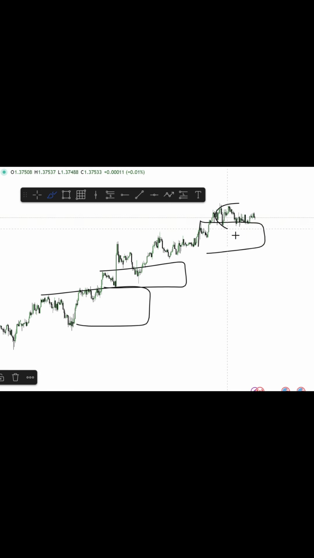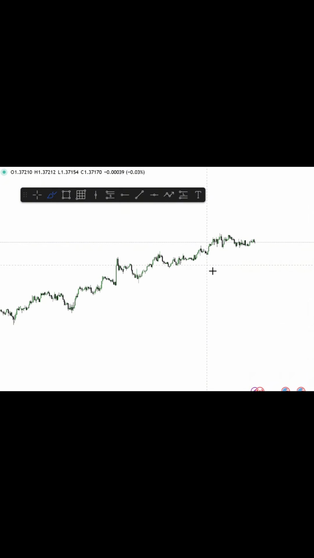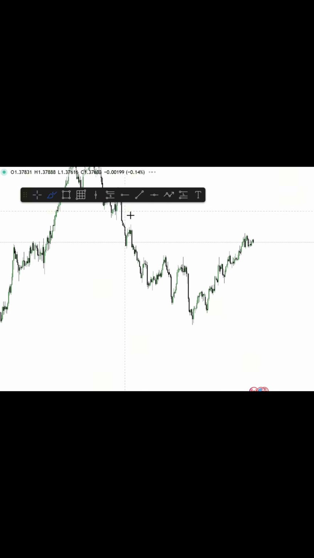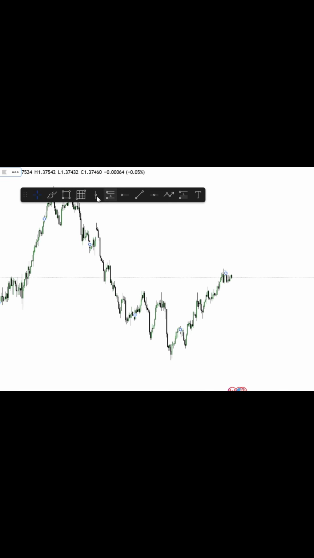I don't like how choppy this has been, so I might wait for another break up, break this high, create a new demand zone here, and then set a limit order to then target further up. I think there is more room to go up to take higher time frame liquidity, namely this high at least over here.